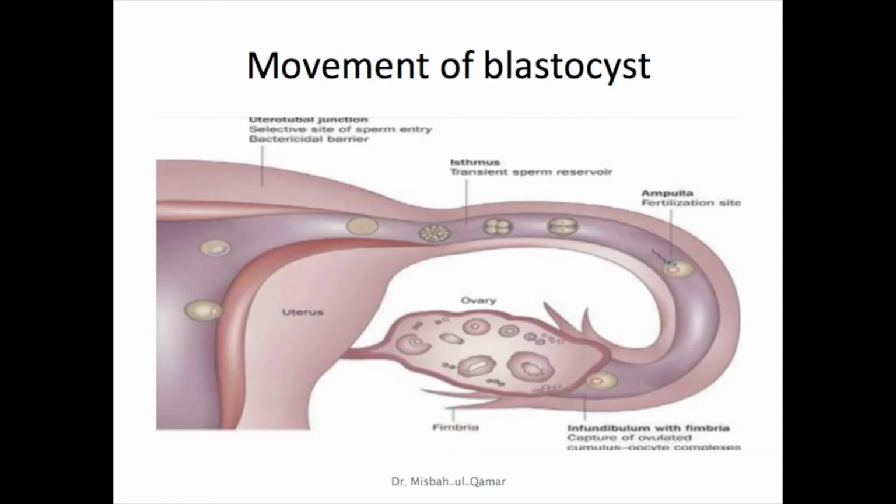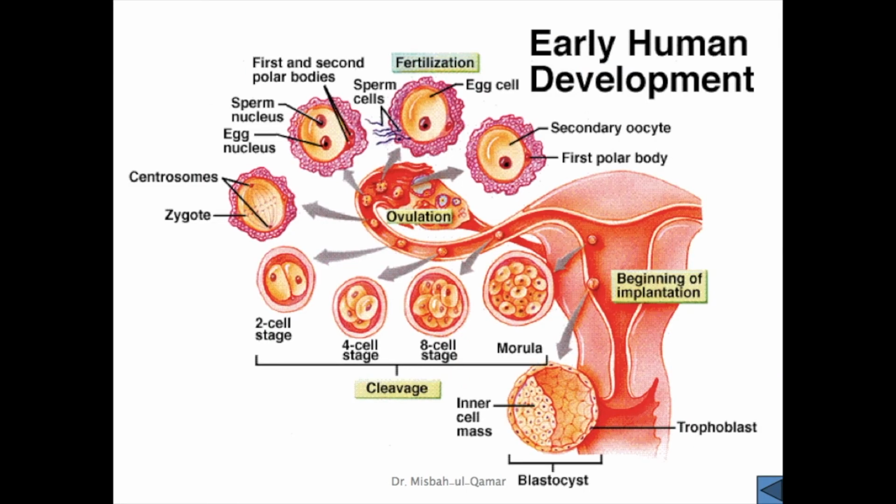Let me remind you that after fertilization occurred, the zygote is transported to the uterus due to ciliated columnar epithelial cells, by opposite movement, due to the contraction of circular and longitudinal smooth muscles. But what is a blastocyst? You see, it's a thin walled hollow structure which contains a cluster of cells from which the embryo arises.